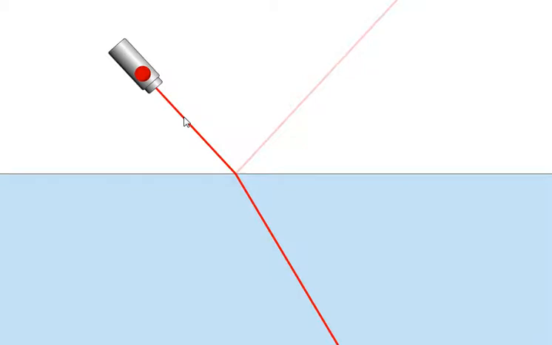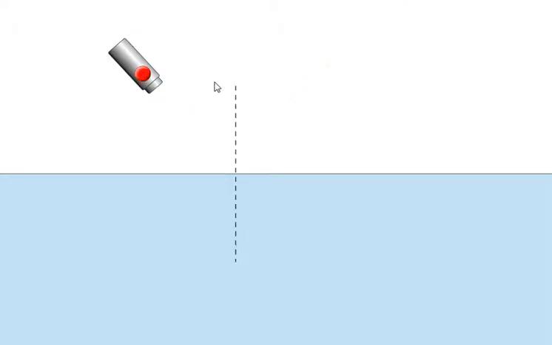Okay, so we have to draw a normal to this point of incidence, because by drawing the normal we can measure some of the angles. So the use of drawing the normal is to measure the angles. We always have to draw this normal at the point of incidence. Let's draw. See here, the dotted line indicates the normal which I drew at the point of incidence. This is the point of incidence.